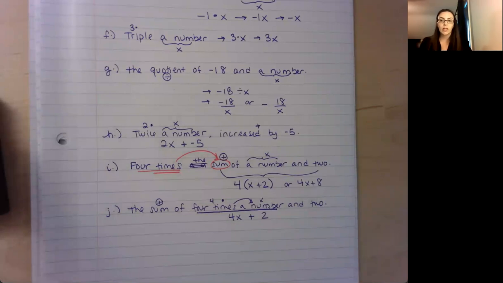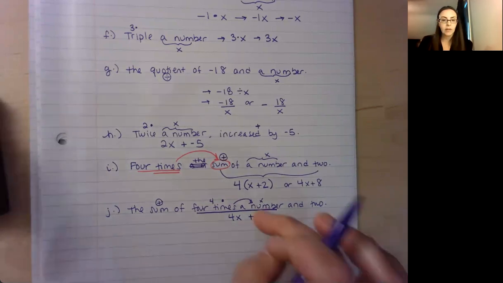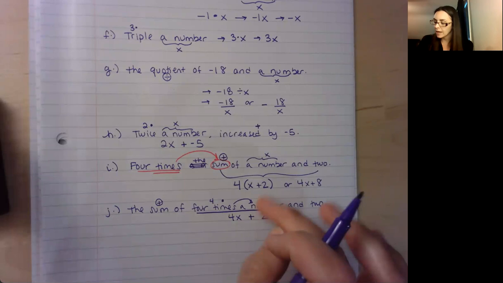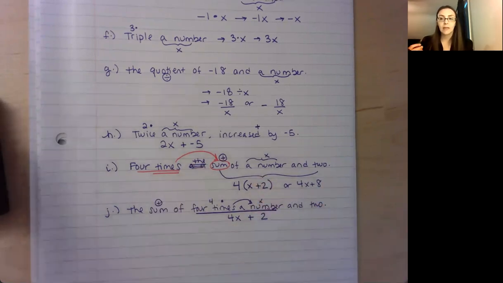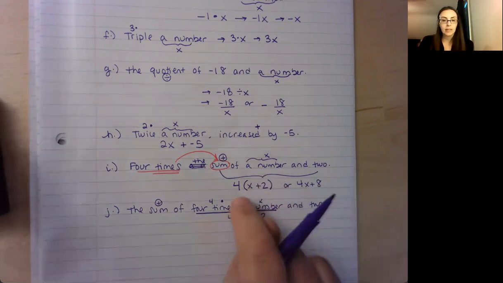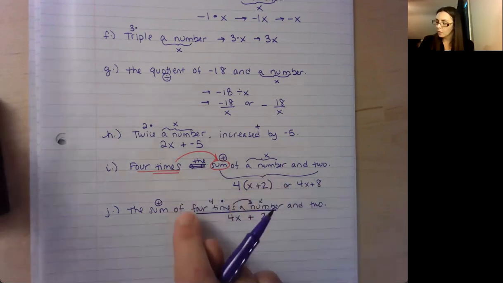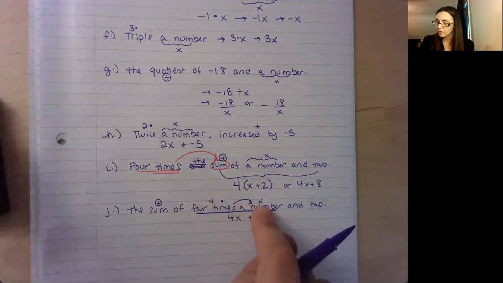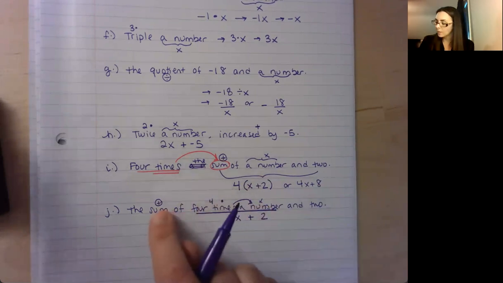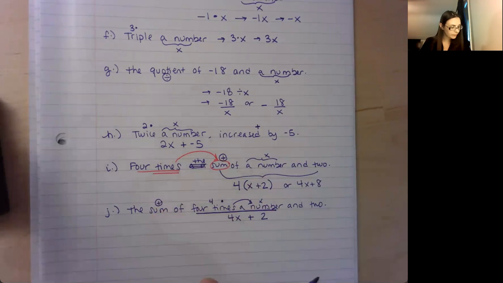So this is where it gets really tricky. You want to really be careful of the difference of the wording. Here it's 4 times the sum. So if you see something like 4 times the sum, then you know you're using parentheses. Here I have 4 times a number. So I'm using 4x, and the sum is how I'm connecting the 4x and the 2.